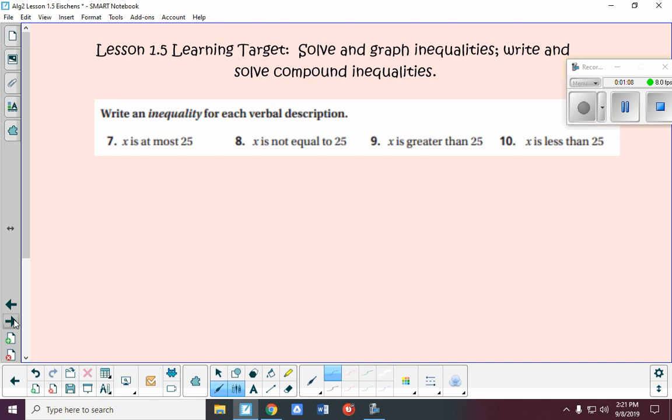Now let's write some inequalities. X is at most 25. That's saying that the highest it could be is 25. Otherwise, x is going to be less than 25. So it would be less than or equal to 25. So 25 is the maximum. X is not equal to 25, just as x is not equal to 25. The next one says x is greater than 25, so we write it this way. And the next one says x is less than 25.